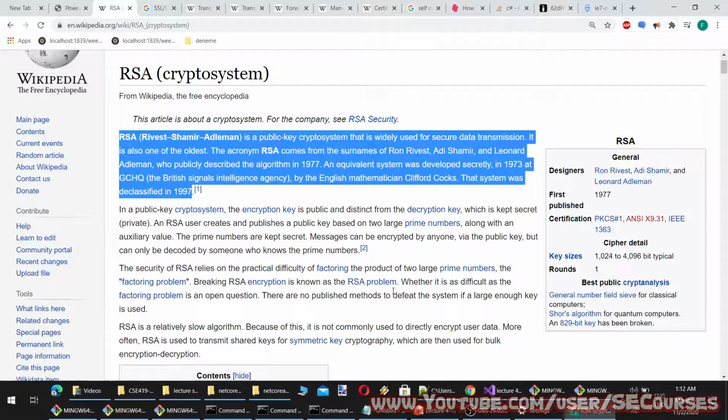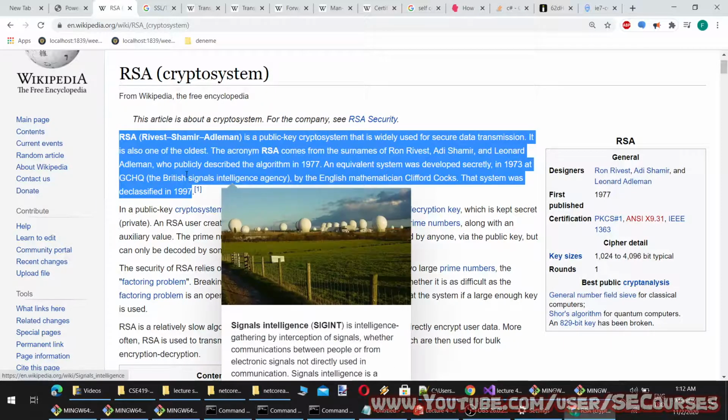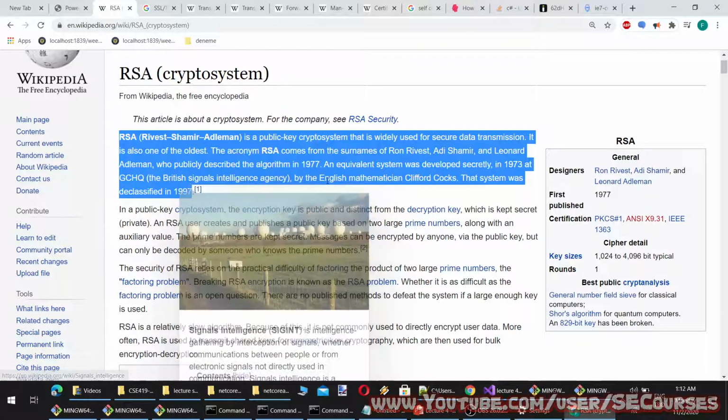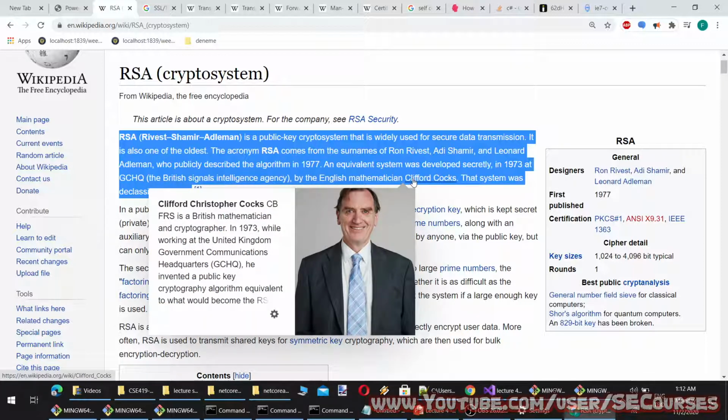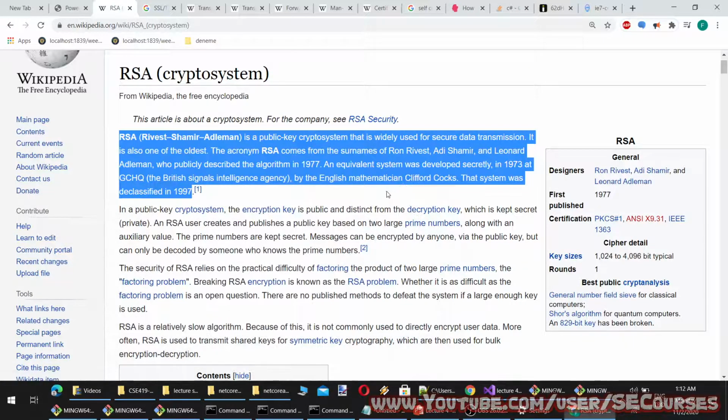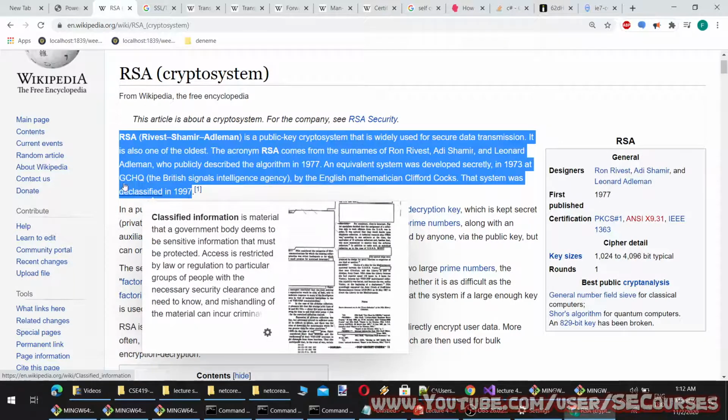RSA, Rivest Shamir Adelman, is a public key cryptosystem that is widely used for secure data transmission. It is also one of the oldest. The acronym RSA comes from the surnames of Ron Rivest, Adi Shamir, and Leonard Adelman, who publicly described the algorithm in 1977. An equivalent system was developed secretly in 1973 at GCHQ, the British Signals Intelligence Agency, by the English mathematician Clifford Cocks. That system was declassified in 1997.